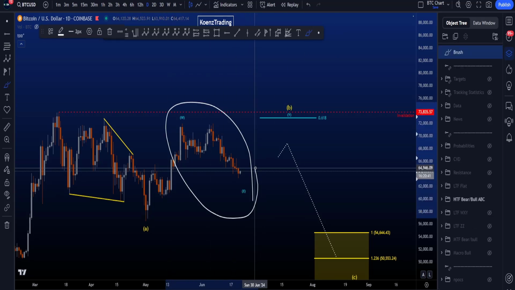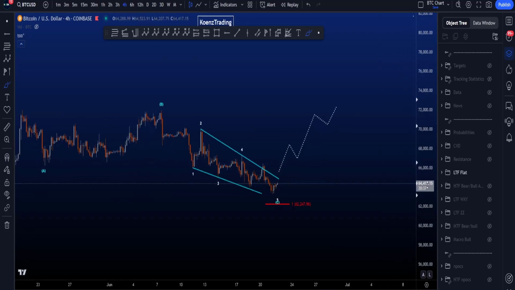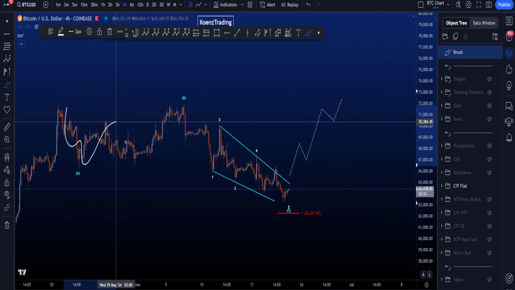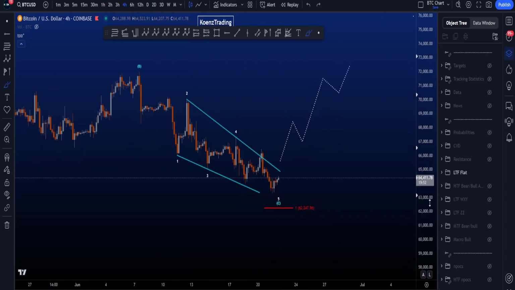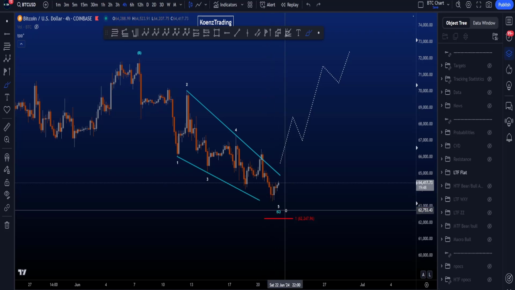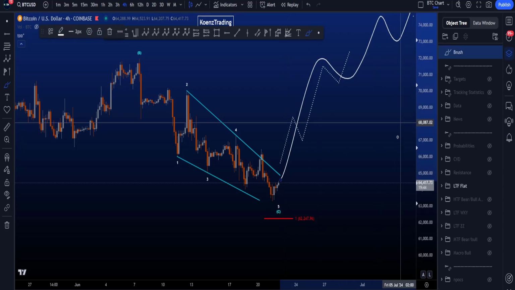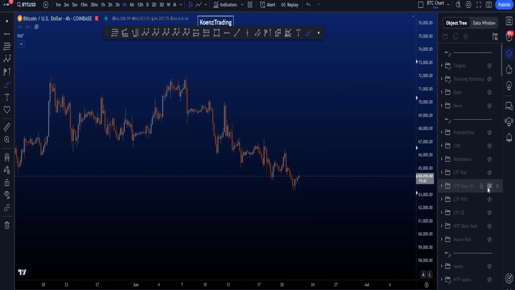If we then zoom in to this wave X, then as mentioned, we're looking for a flat structure here. So we have a 3-wave structure A, 3-wave B, 5-wave C towards the downside. But because of what I explained earlier, the probabilities are not that great for this low to be the end of a wave 5 or a wave C in a diagonal, and then look for impulsive continuation to the upside, which also reduces the probabilities for the bearish scenario on the daily time frame.